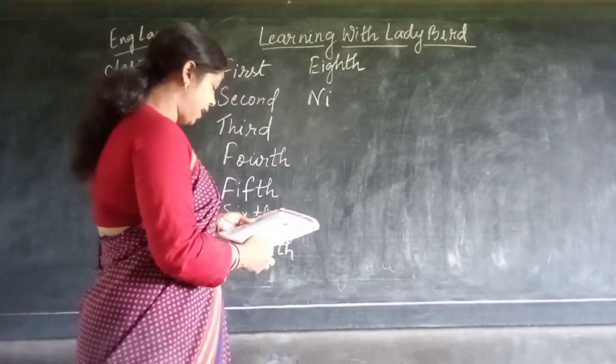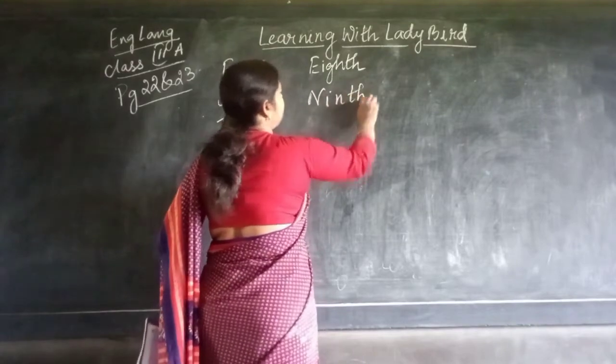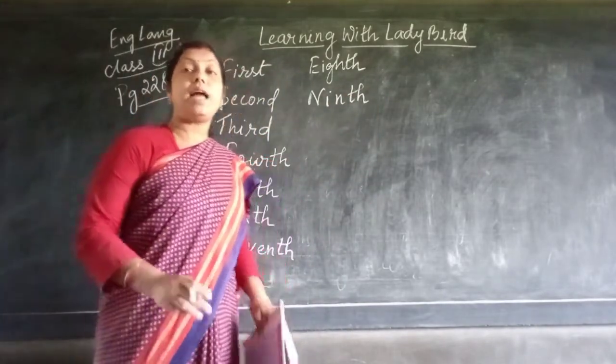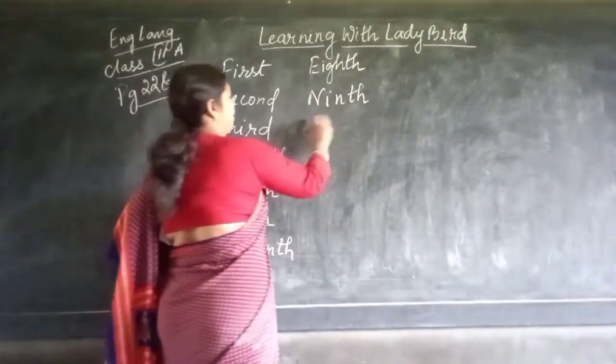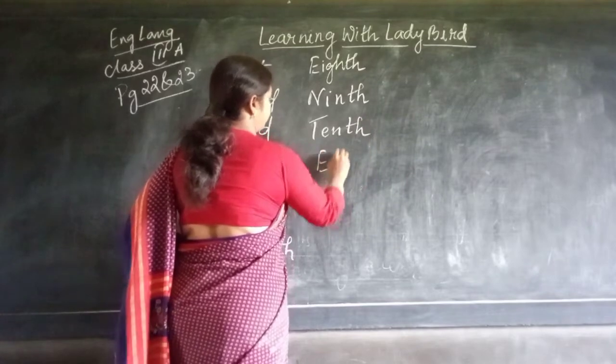After that is 9, then 10. You have to be very careful with the spelling. The 9th spelling is N-I-N-T-H, not N-I-N-E-T-H. 9th, N-I-N-T-H. Then 10th.